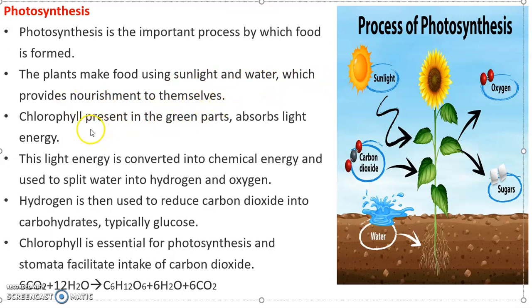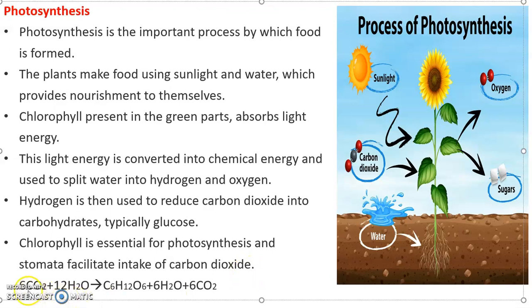So what happens in this process? The chlorophyll present in the green part of the plant absorbs light energy, and this light energy is converted into chemical energy, and that is used to split water into hydrogen and oxygen. Further, hydrogen is then used to reduce carbon dioxide into carbohydrates, typically called glucose. So chlorophyll is essential for photosynthesis and stomata facilitate intake of the carbon dioxide.